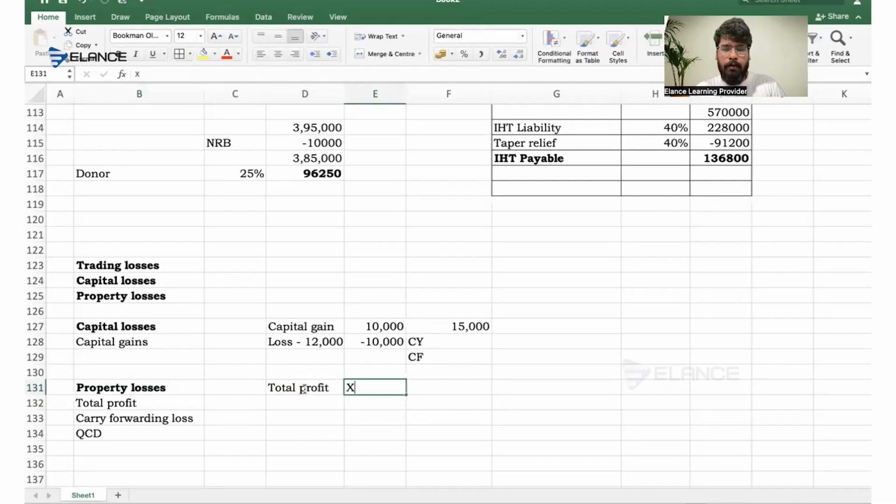It is the total profit of a particular accounting period. For example, total profit was 5,000. A current year's total profit was 5,000. And in this period, we have a property loss of 9,000. So we should set off this 9,000 from current year's total profit first.